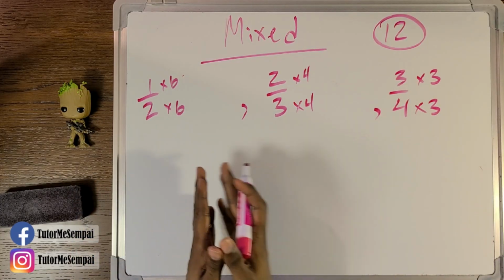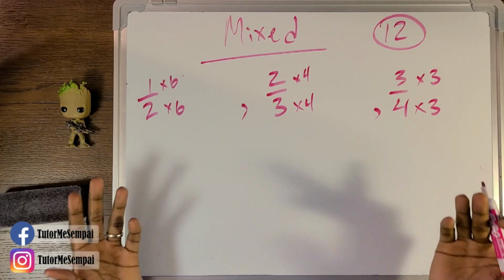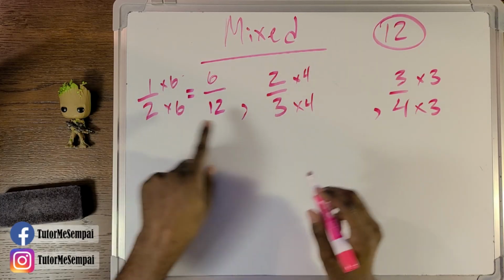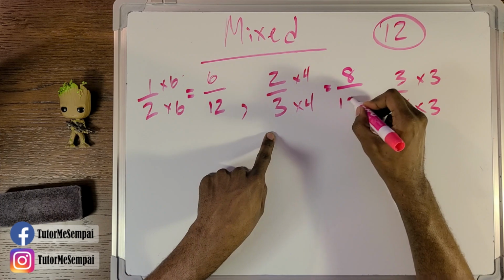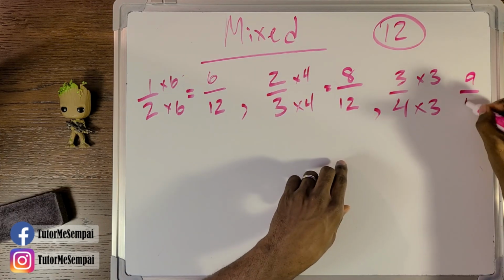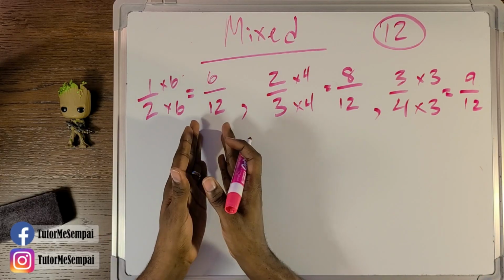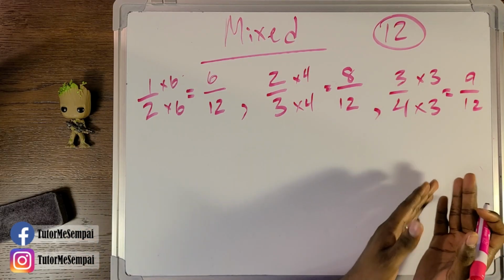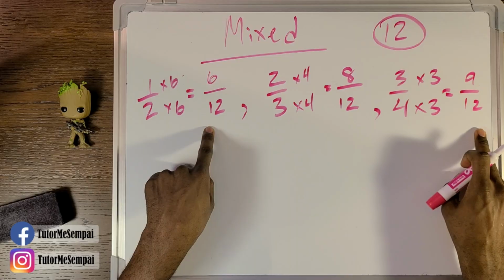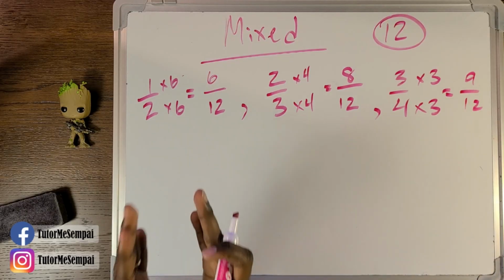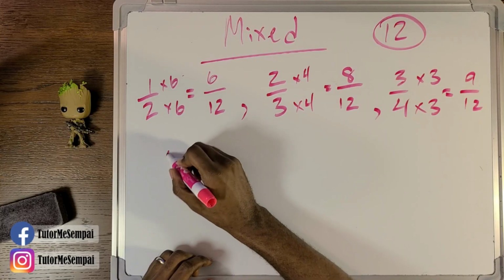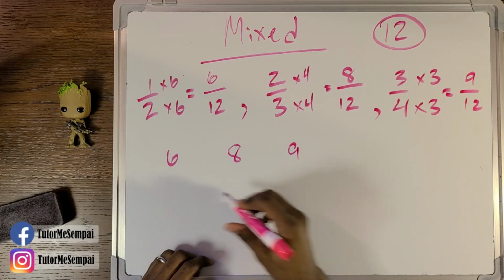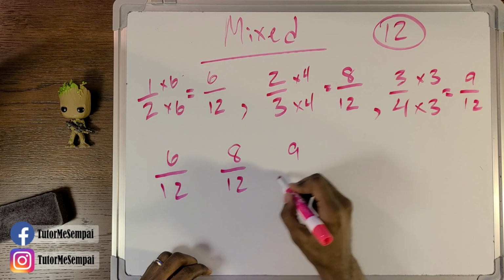So when you do this, you get some new looking fractions, which we call equivalent fractions. So this is going to be 6 over 12. This is going to be 8 over 12. And this is going to be 9 over 12. So if you were to look at this, 6 over 12, 8 over 12, and 9 over 12, and you had to order them from smallest to biggest, how would you do it? They have the same denominators, so we simply put the smallest numerator first, which is going to be 6, and then we have 8, and then we have 9. And then we put all of them over the same denominator.